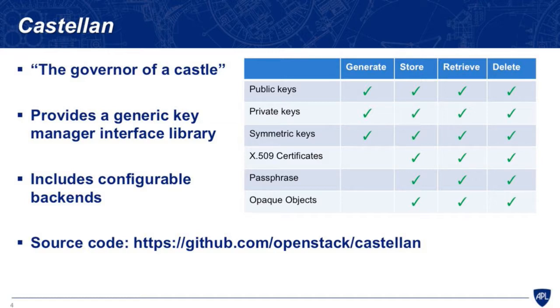So at this point, you may ask me, what's the difference between Barbican and Castellan? Castellan is just a generic key manager library that you can import into your project, and it will allow you access to several backends, one of which is Barbican. And so it expects that Barbican will be run as a separate service.